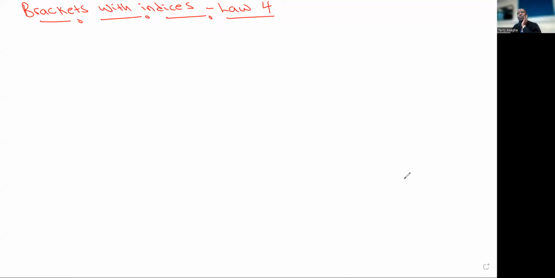So we're going to be talking about brackets with indices today, all right? The fourth law of indices.